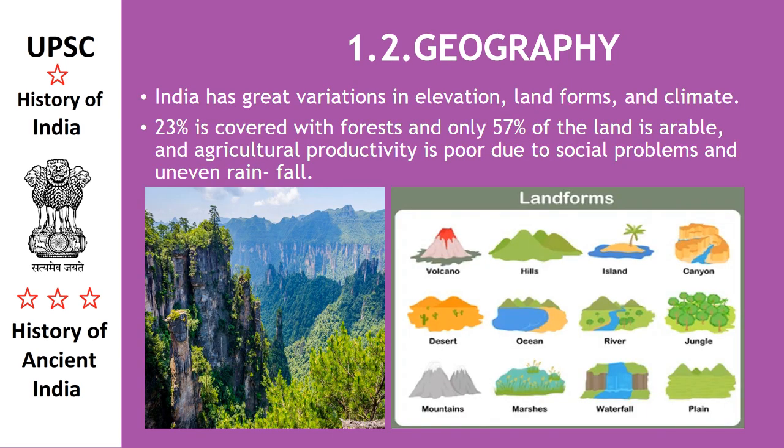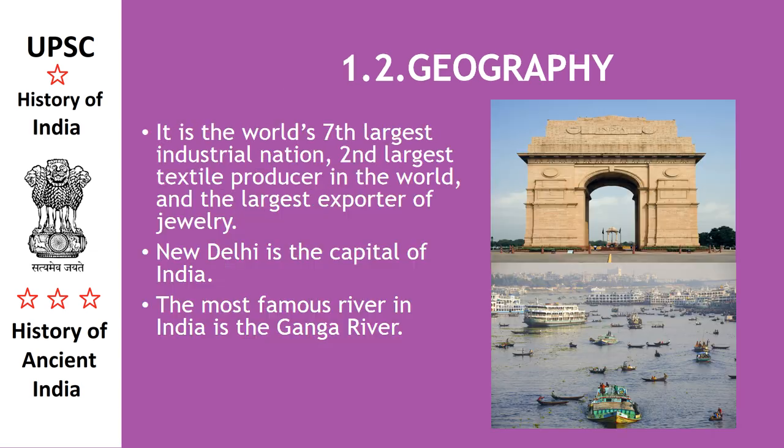India has great variations in elevation, landforms, and climate. 23% is covered with forests and only 57% of the land is arable, and agricultural productivity is poor due to social problems and uneven rainfall. It is the world's seventh largest industrial nation, second largest textile producer in the world, and the largest exporter of jewelry. New Delhi is the capital of India.